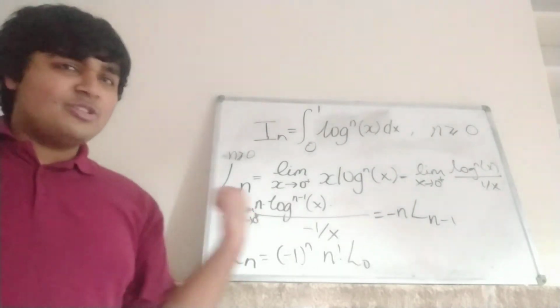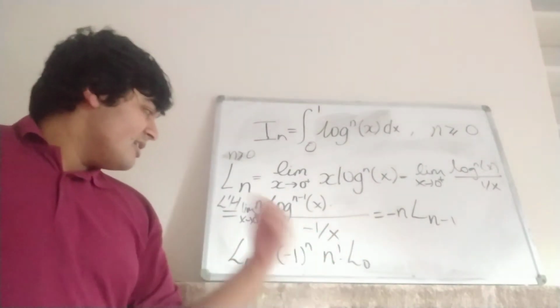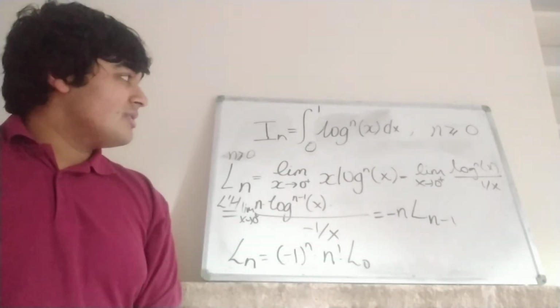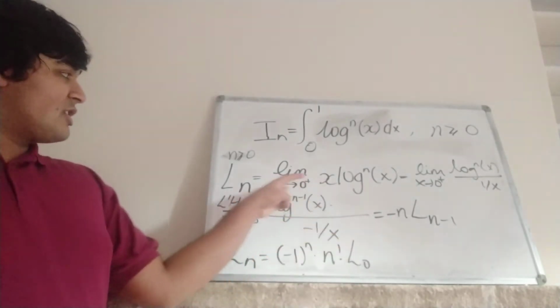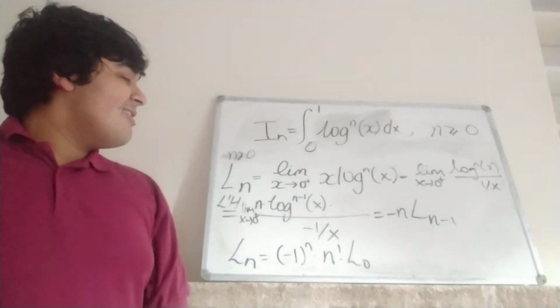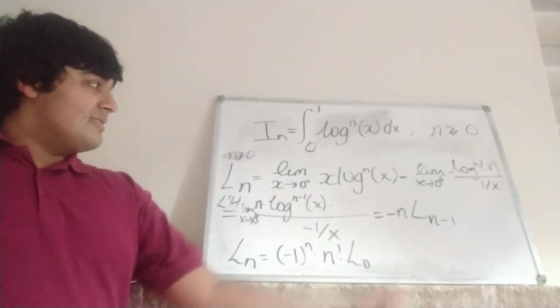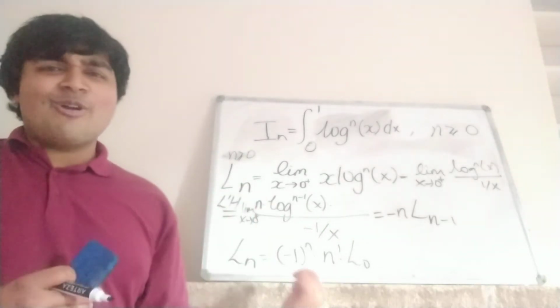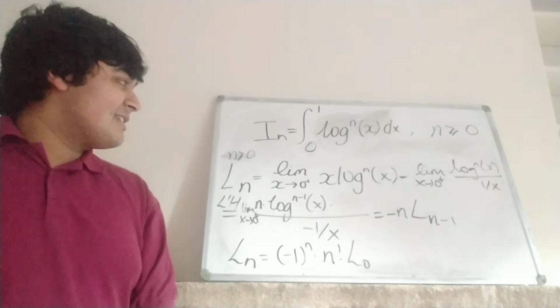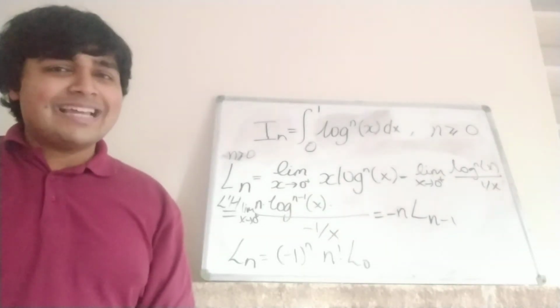Okay, so I won't go into too much detail, but this thing here holds. So L_n is equal to (-1)^n times n factorial times L_0. Now what is L_0? Well, if you just go back to how we defined L_n, L_0 is just the limit as x goes to 0 plus of x times (log x)^0. That's just log x raised to the 0, and anything raised to the 0 is 1. So this is just the limit as x goes to 0 of x, and of course that is 0.